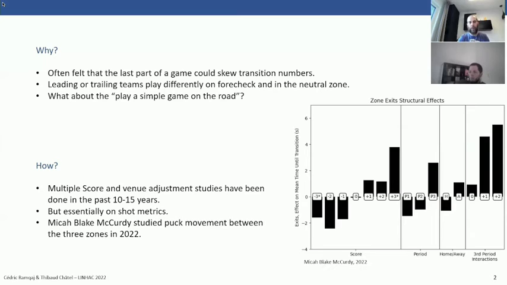But what he found out is that, no surprise, whether you're leading or trailing in the game, or playing at home or on the road, it has an impact on how easy it is to make zone exits and entries, how fast you can do it or how slow you are, because you're facing more pressure or less pressure from the other team.